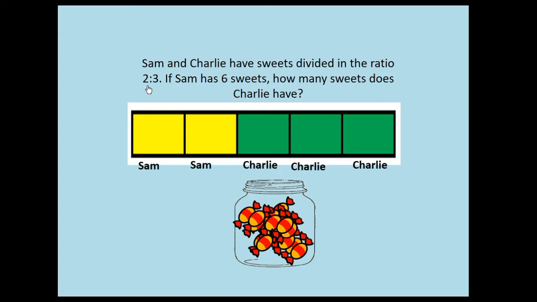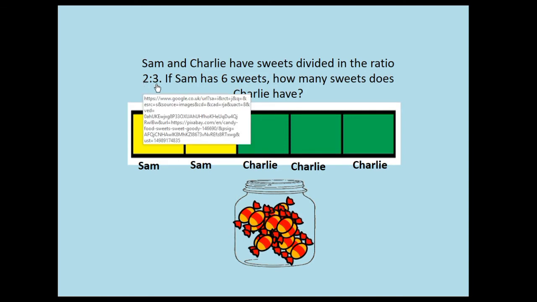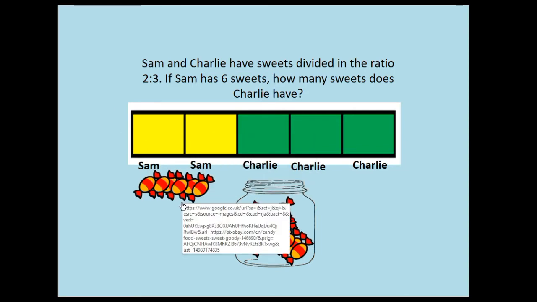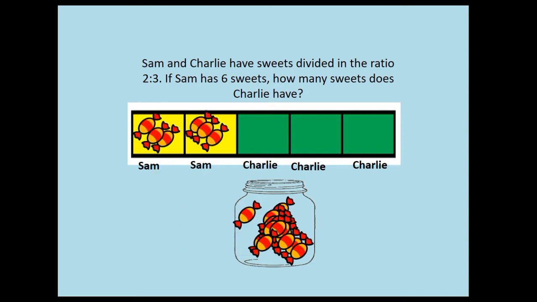There are 5 parts altogether. I am going to draw a bar which consists of 5 different sections. I have labelled 2 of them Sam and 3 of them Charlie, because Sam has 2 parts and Charlie has 3 parts. Discuss with your partner what would you do next with the sweets in the tin and the bar. Because Sam has 6 sweets, I am going to equally divide the sweets, so they are going to be in 2 bars. That means 3 sweets go in the first bar, 3 sweets in the second.